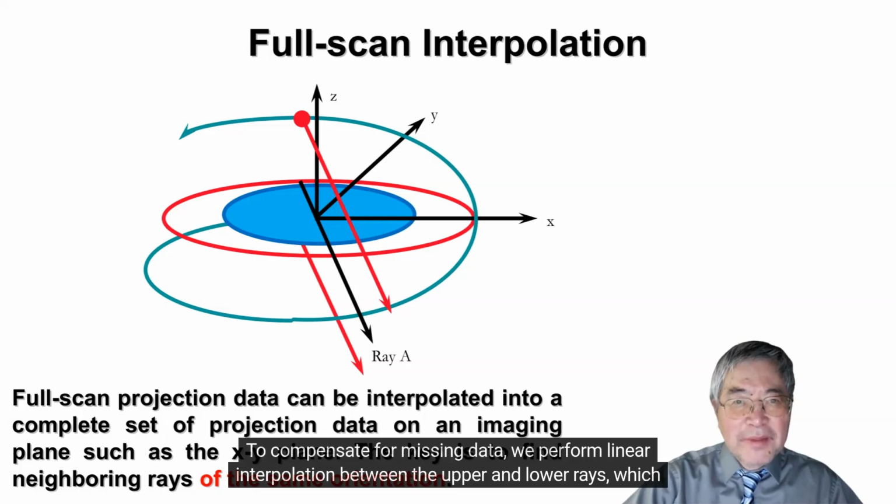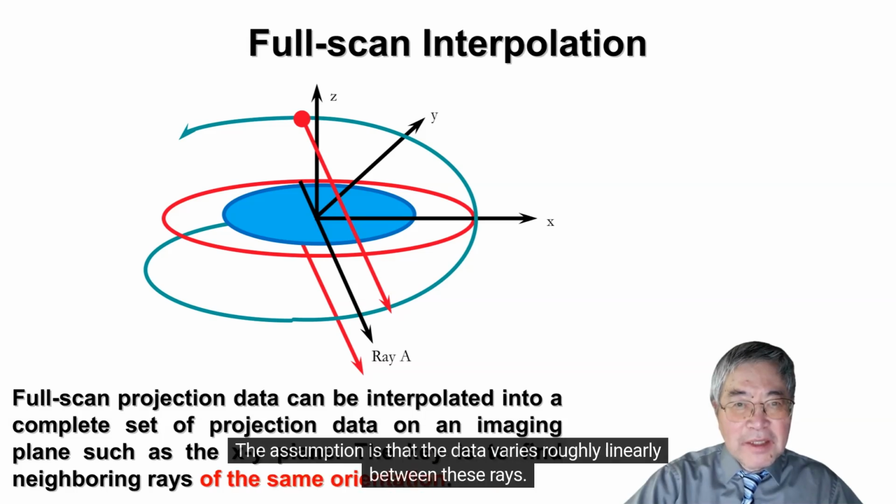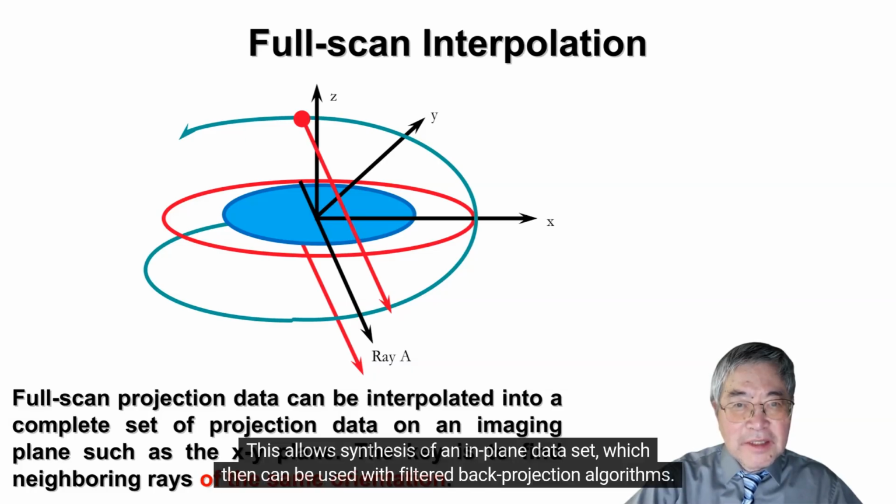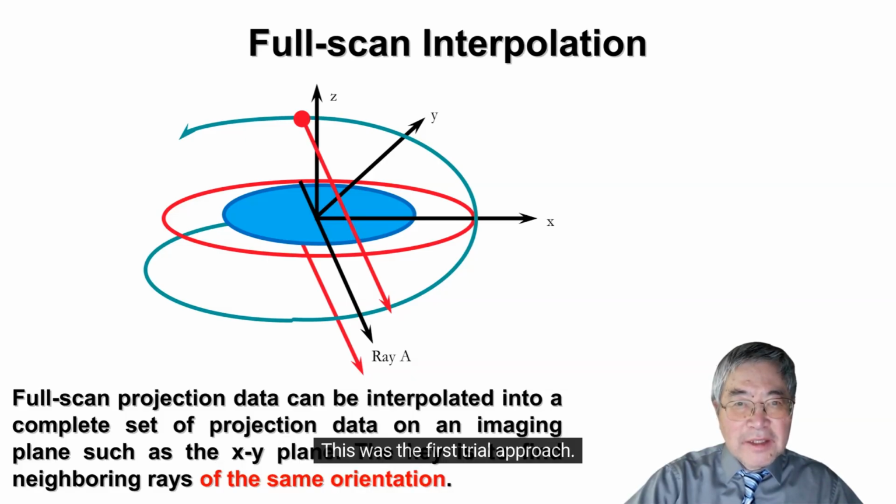To compensate for missing data, we perform linear interpolation between the upper and lower rays which are available. The assumption is that the data varies roughly linearly between these rays. This allows synthesis of an in-plane dataset, which then can be used with filtered back projection algorithms. This was the first trial approach.